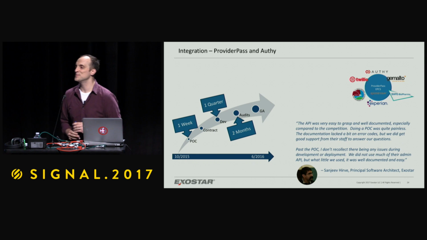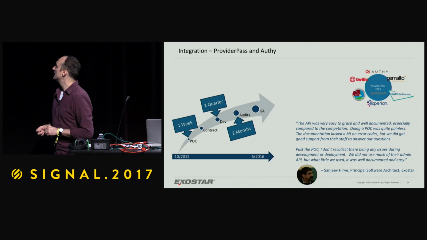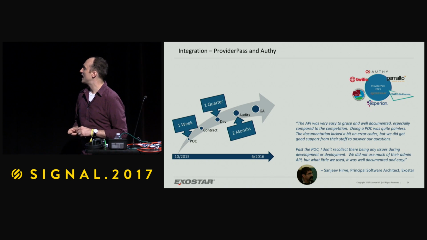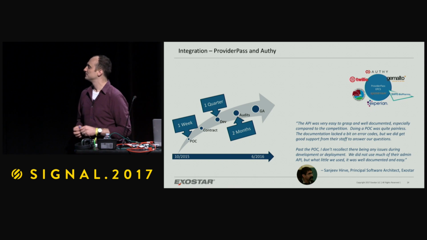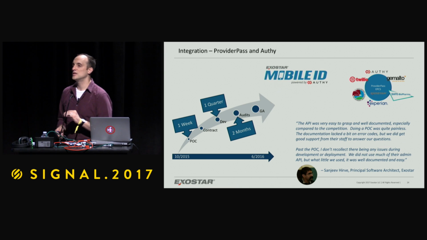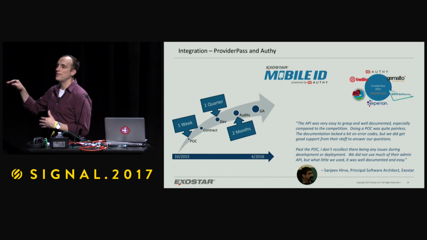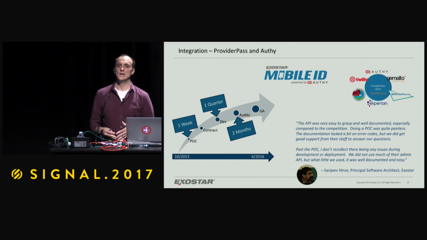This is high praise from Sanjeev, who's our principal software architect at Exostar. He says the API was very easy to grasp and well documented, especially compared to the competition. We've branded the Authy credential Exostar Mobile ID, powered by Authy. We want that Authy brand recognition because they're using the Authy app on their device.